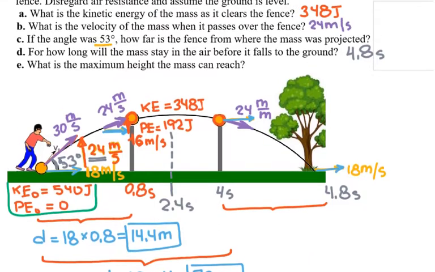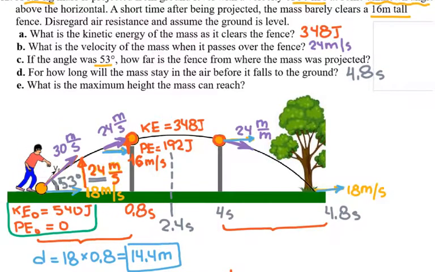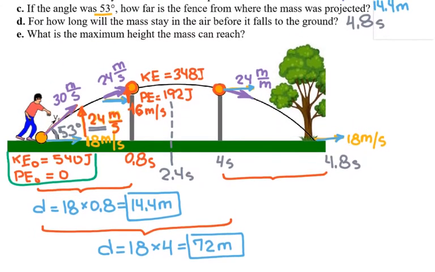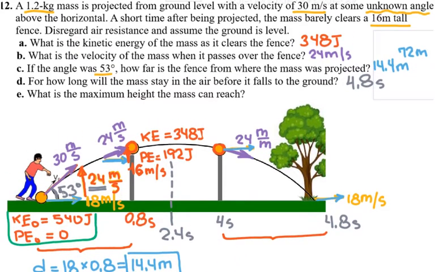So my answer, if the angle is 53 degrees, how far is the fence from where the mass was projected? So I could say it is 14.4 meters or 72 meters, one of those two, whether it's on the way up or down. And what is the maximum height that it reaches?